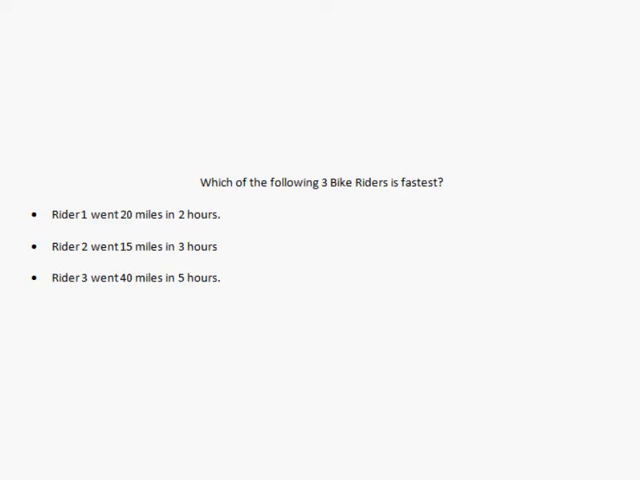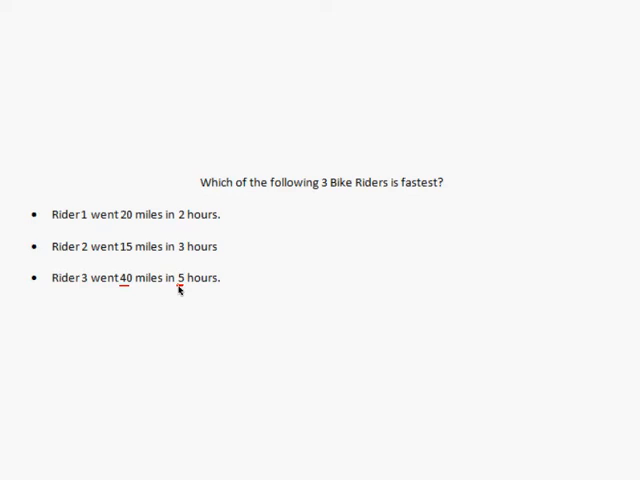First, let's get into the idea of a unit rate. Which of the following three bike riders is the fastest? Rider 1 went 20 miles in 2 hours. Rider 2 went 15 miles in 3 hours. And Rider 3 went 40 miles in 5 hours. Can't really compare any of these. We can say, hey, Rider 3 maybe because it has the highest number, but it also has the highest number of hours. So, division, division, division. We're going to do division 3 times.